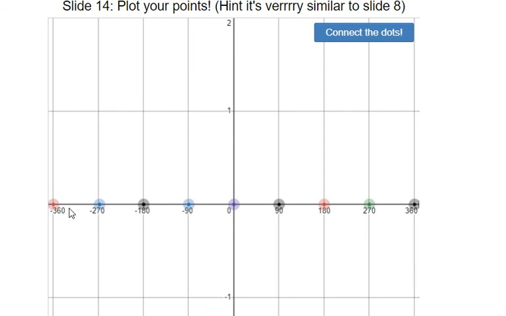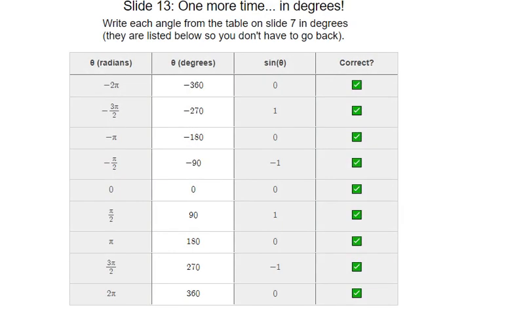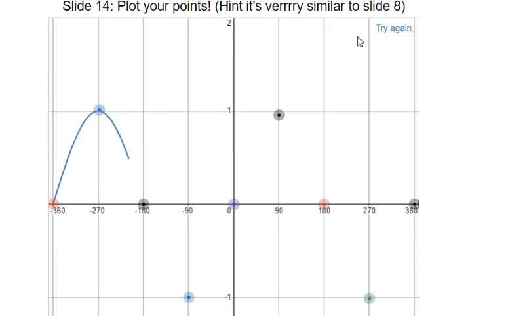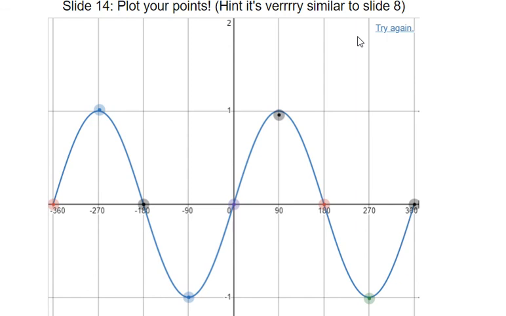So now we're going to plot our points from the last graph. Hint being that it's very similar to slide 8. Well, we know at negative 360 it's at 0, right? And I'm just going to go ahead and assume it's bouncing between 1, 0, and negative 1, because that's what all our points were. And there it goes. So the nice thing here is that it's just going to repeat like this forever. And with degrees, it's actually the same graph. We're just changing our x-axis.